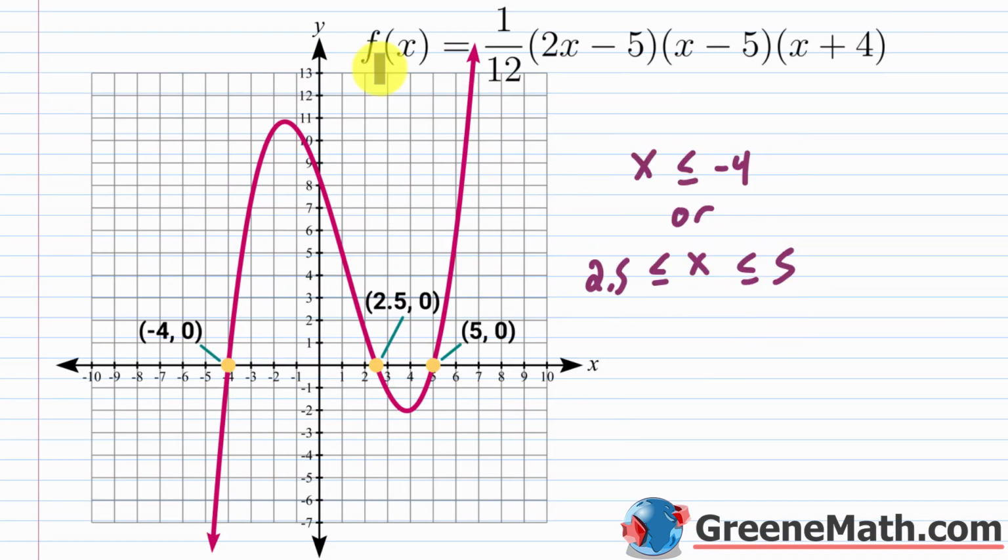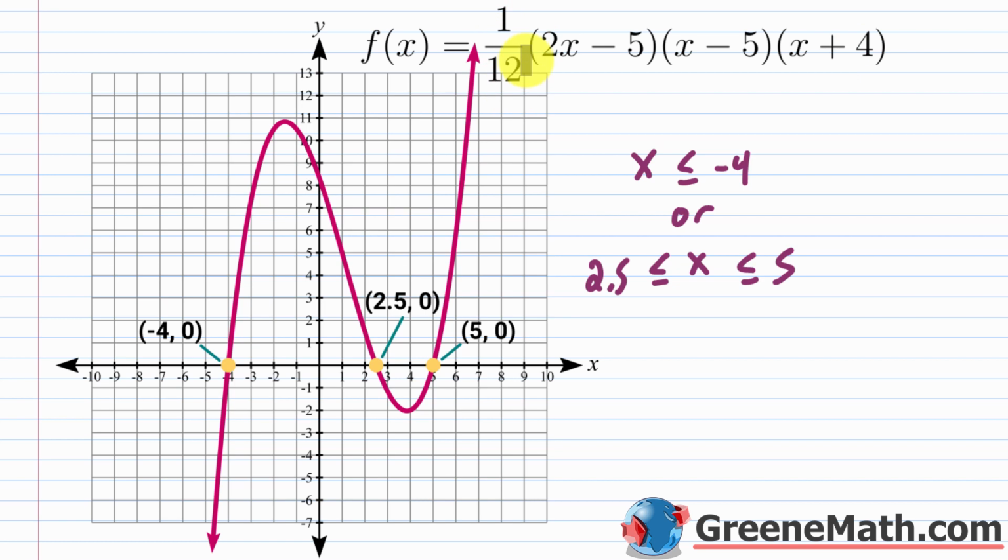All right, so coming down here, again, I'm using the original f of x equals 1/12 times the quantity 2x minus 5 times the quantity x minus 5 times the quantity x plus 4. I gave you a Desmos link. If you put your cursor right here and delete this, you'll see that the graph is going to change. It's a different function you're working with, but the solution would still be the same.